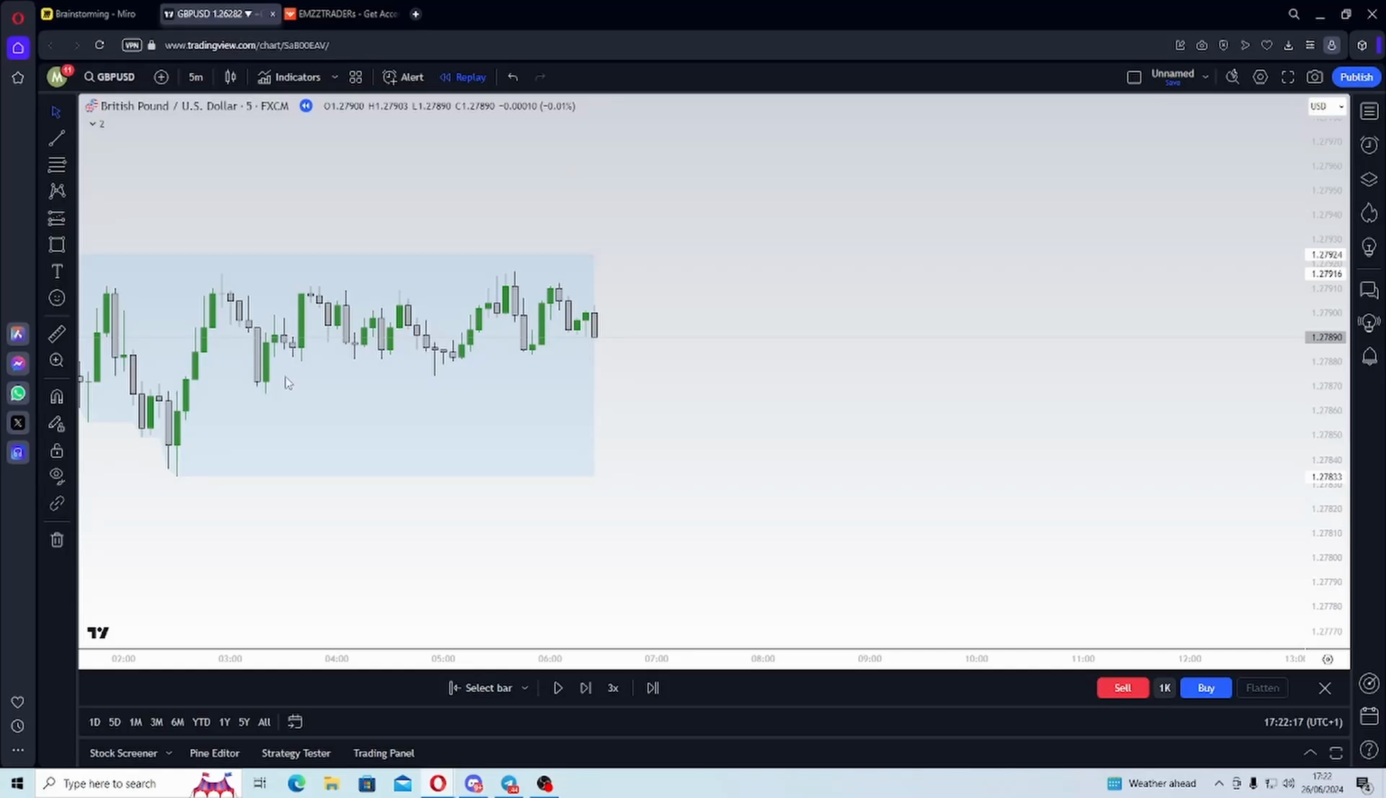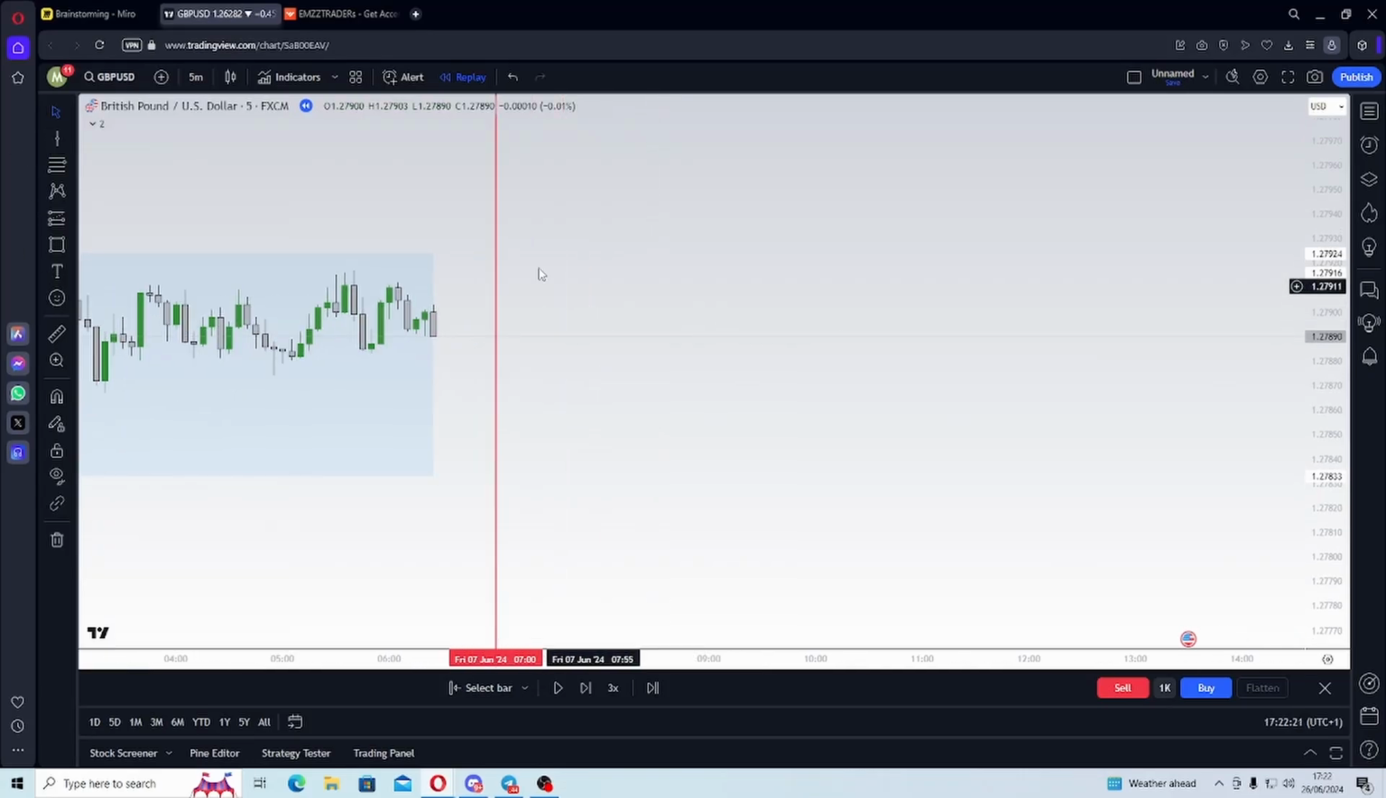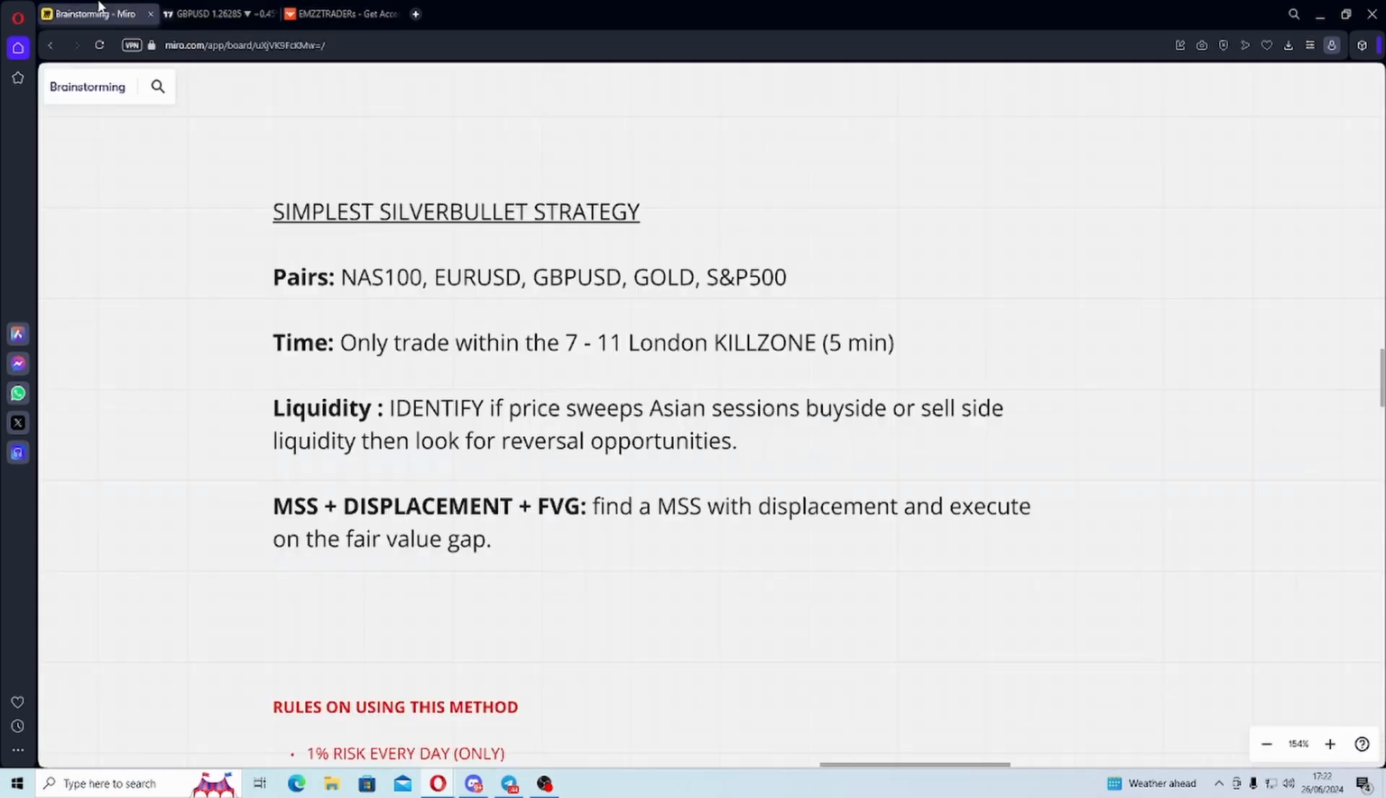7 to 11. We're going to mark that out right now. So from 7 right here until 11, that's going to be our trade time where we're going to be entering, okay? And usually I take out my trades before it gets to 11, anywhere before it gets to 11. Now we're going to be identifying if price sweeps Asia's session, buy side or sell side liquidity. Then we look for the reversal, okay?